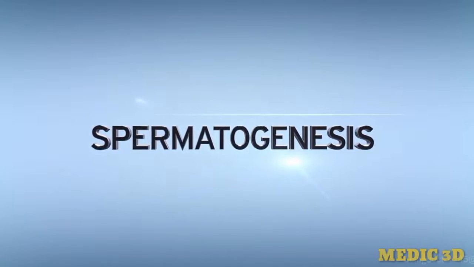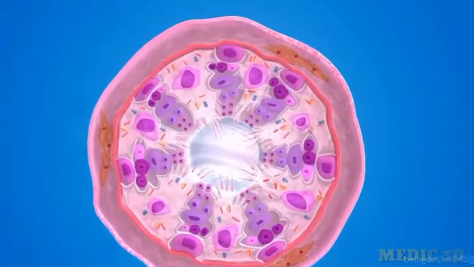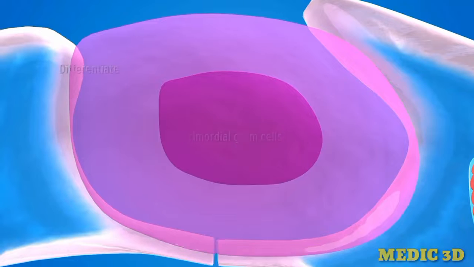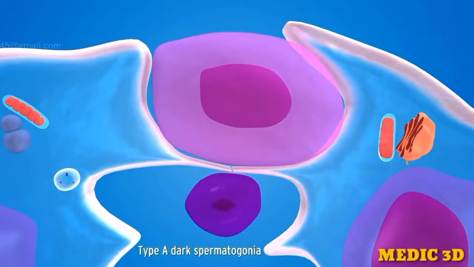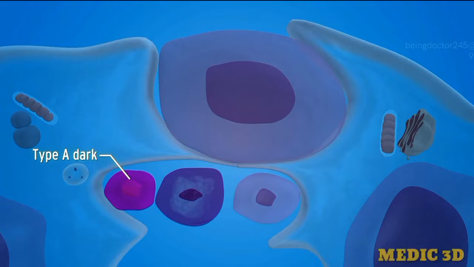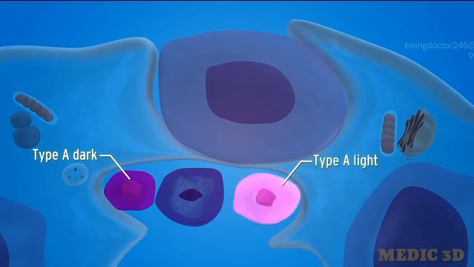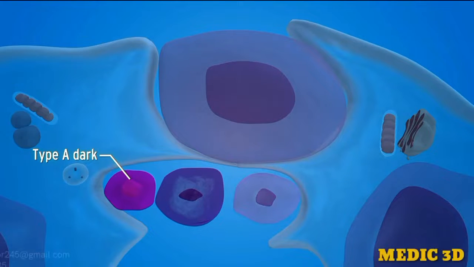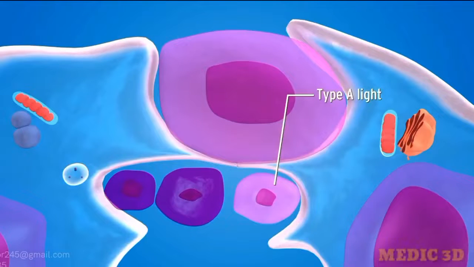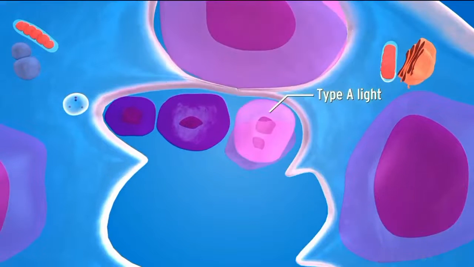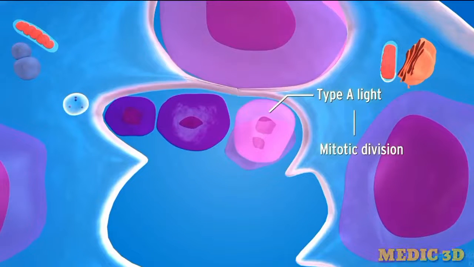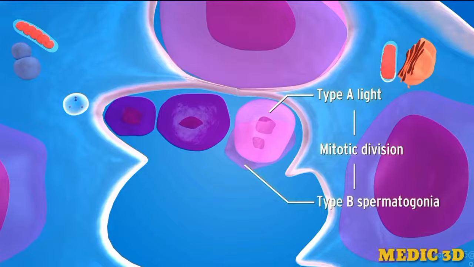Spermatogenesis. The first stage of spermatogenesis occurs at puberty, where the primordial germ cells differentiate to form type A dark spermatogonia, which produce more type A dark and type A light spermatogonia. The type A dark spermatogonia have the ability to self-renew, and the type A light spermatogonia cells differentiate and undergo mitotic division to form type B spermatogonia.